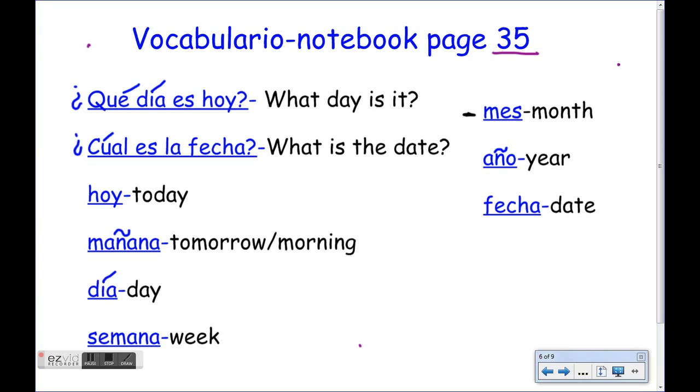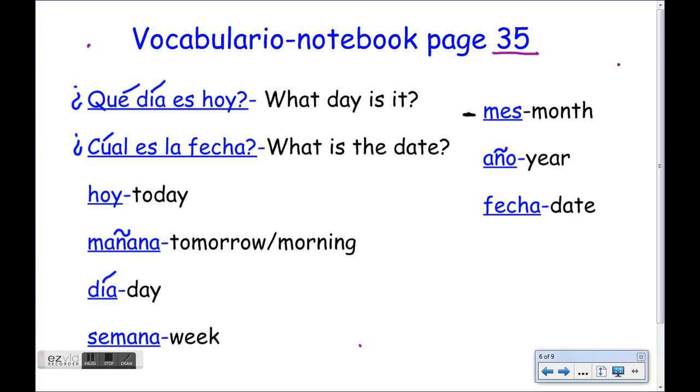¿Cuál es la fecha? means what is the date. When we use this to answer this question, we normally respond with the date and the month. So that would be el 30 de septiembre, because today is the 30th of September. Next one, repitan, hoy. Hoy means today. The H is silent.